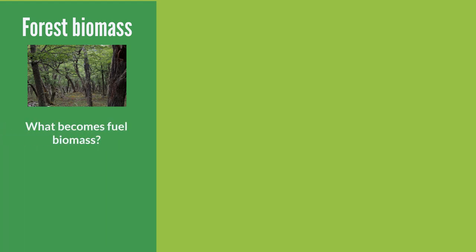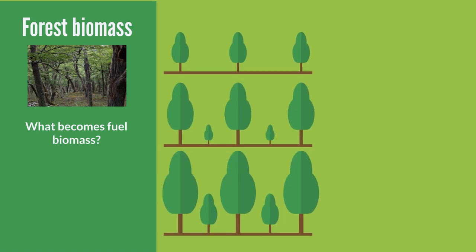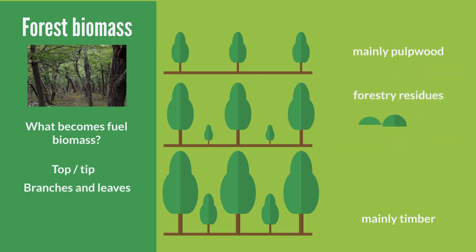What becomes fuel biomass? During the lifetime of the forest stand, wood and products are taken at different times. In general, younger stands produce mainly pulpwood, and older stands produce mainly timber. During thinning and felling, tips and branches are also produced, which can be defined as forestry residues.